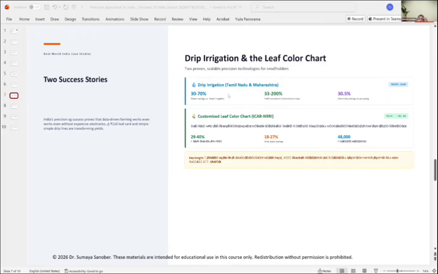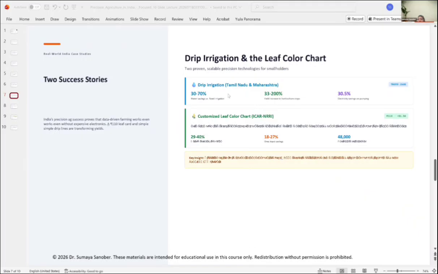The second example is called a customized leaf color chart. The customized leaf color chart shown here was developed for rice farming, where a farmer compares the color of the rice leaf with the color on the chart, and the leaf green helps estimate whether the plant requires additional nitrogen or not. This is essentially a simple optical sensor that does not require any electricity, network, battery, or computer.